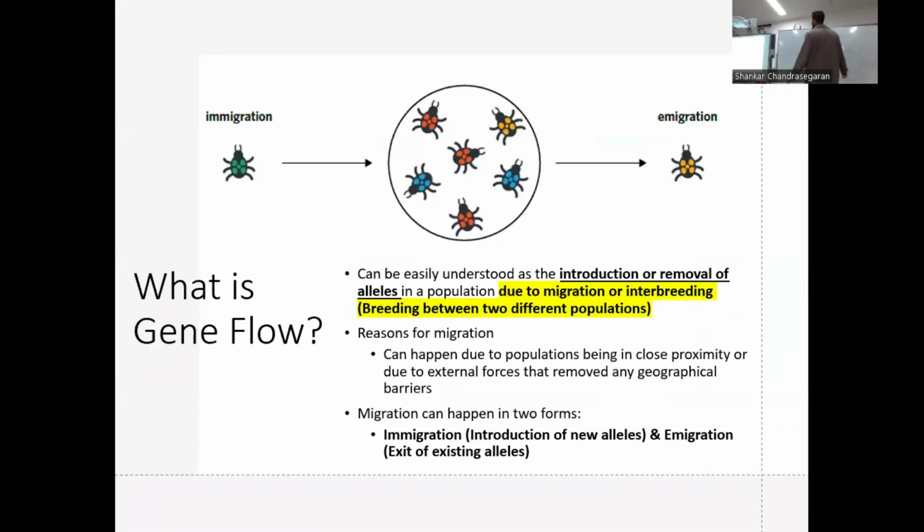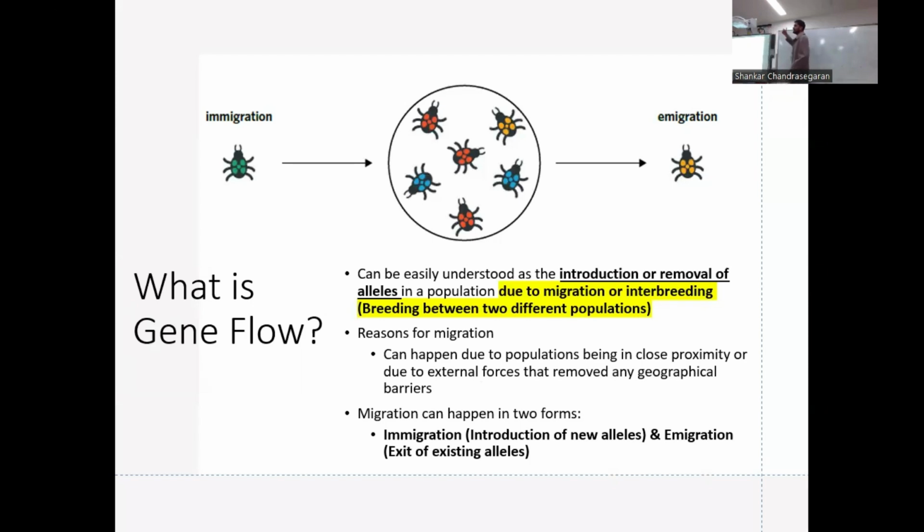So the first one is, what is gene flow? Gene flow is the flow of alleles between different populations due to migration or interbreeding. Interbreeding is different from inbreeding. Interbreeding is when the same species from two different populations are breeding, whereas inbreeding is when it's the same population breeding over and over, right? Make sure you are aware of that. And when I talk about migration, that's specifically immigration and emigration, right?